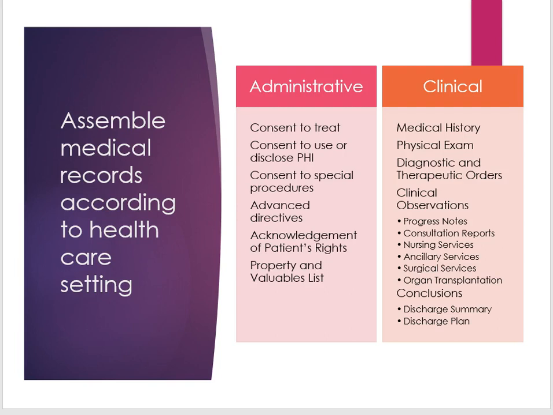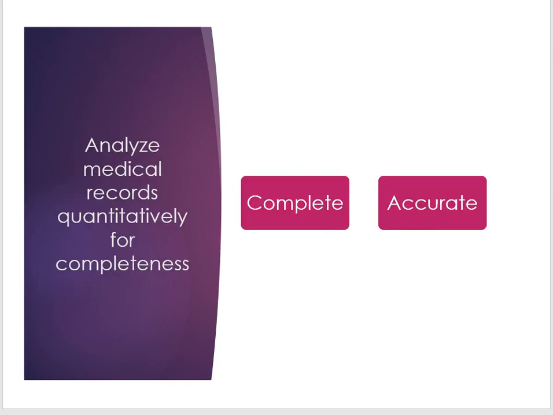So now that we've talked about retrieving the medical record and assembling the medical record, the next thing that you have to know how to do is to analyze the record. Now, there's 2 ways to analyze a record. First, analyzing the record from a quantitative perspective, which is looking at if the record is complete and accurate. So here, what we're talking about is, are there any missing reports? Are there any missing forms? Are there any signatures that are missing?